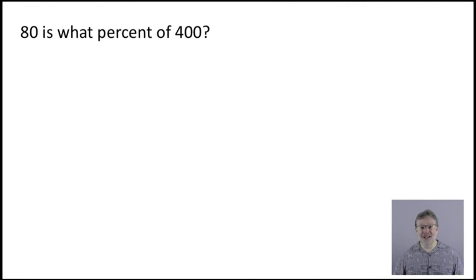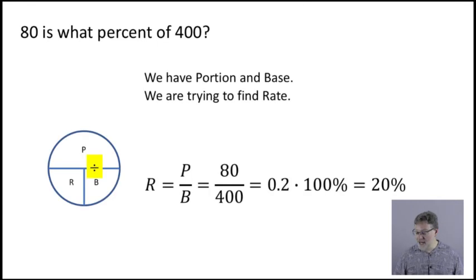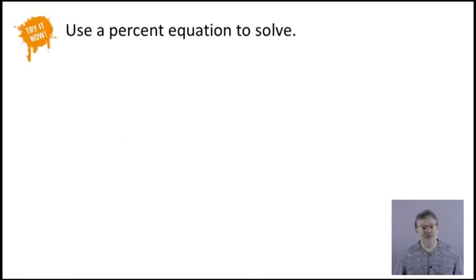80 is what percent? It's the rate that we're trying to find. So it's pretty easy to see which version of the diagram we're going to be using here. We are trying to find rate, so we take portion divided by base. That's 80 divided by 100, and that gives us 0.2. What is 0.2 converted to a percentage? That's 20%.